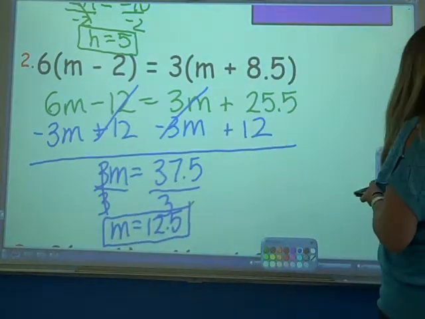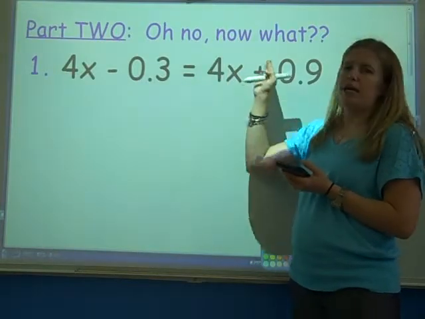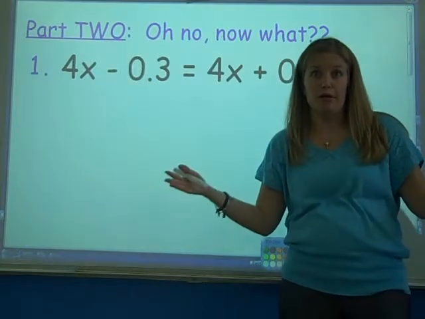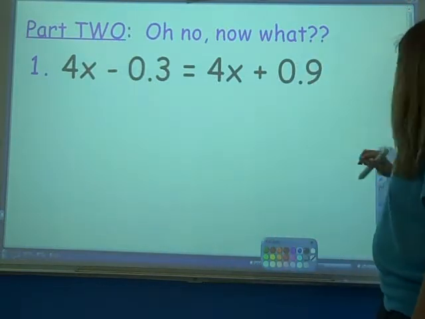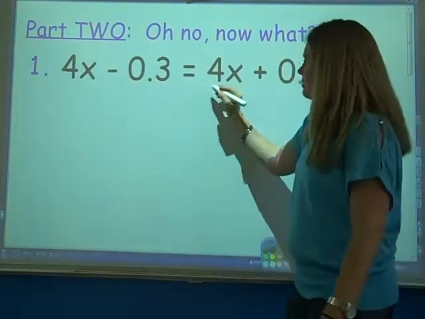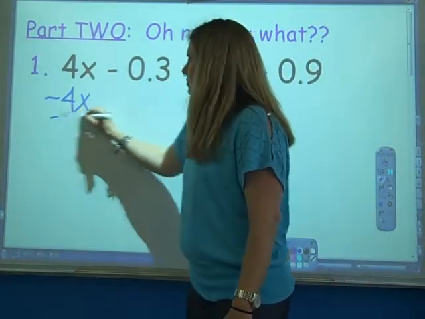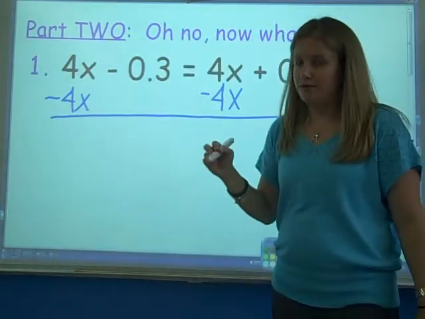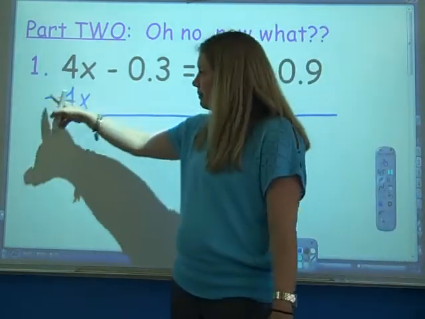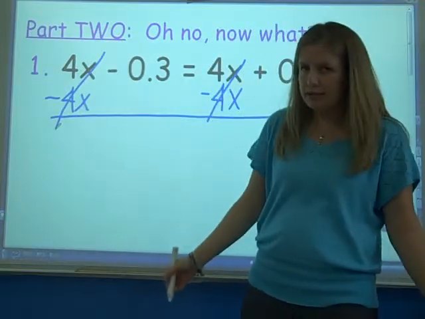Okay, moving on to part 2. Part 2 is an oh no, now what? So these are going to be some special cases where things are going to happen and you'll be like, oh no, now what? So, variables on both sides, we're going to collect like terms. Subtract 4x from both sides. Oh no, now what? 4x minus 4x is 0. Those both go away.